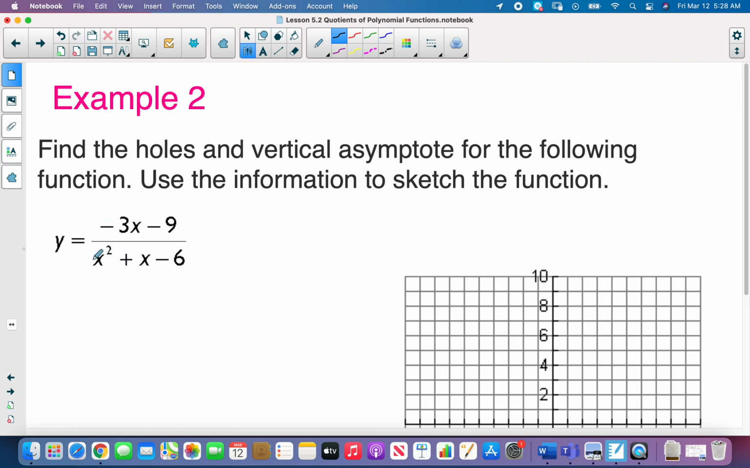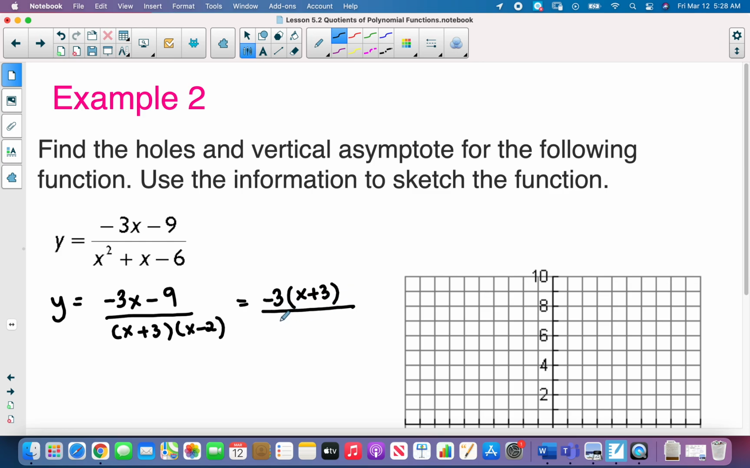Okay, we're going to factor the denominator here, and so we're going to get y equals negative 3x minus 9 divided by x plus 3 times x minus 2. We can also factor out the negative 3 in the numerator and write this as negative 3 times x plus 3 divided by x plus 3 times x minus 2. And these cancel out, and this is simply negative 3 over x minus 2.